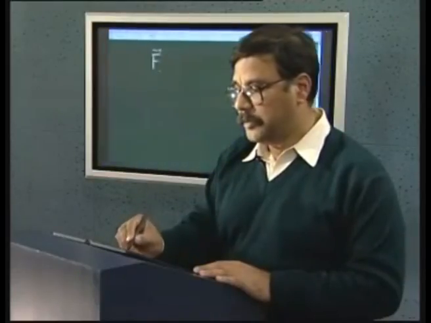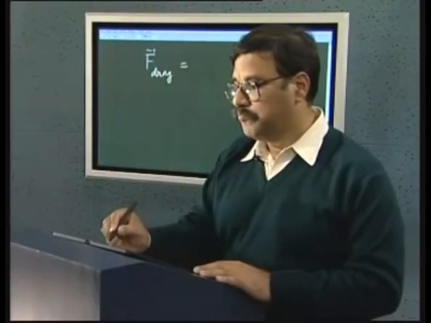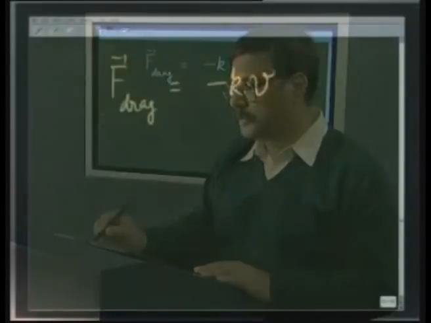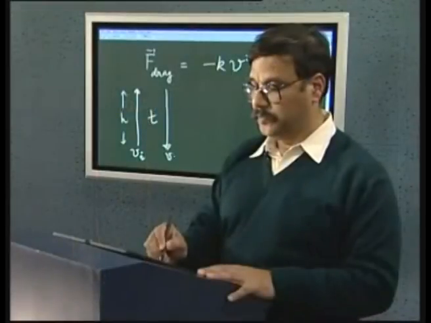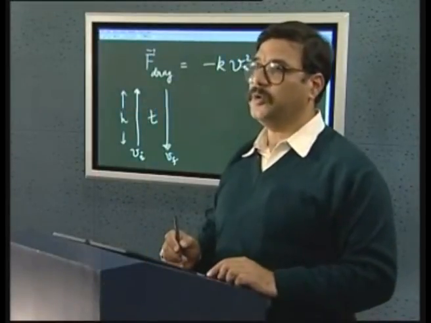The example I take is that of F drag being proportional to v square, and obviously it's in direction opposite to its velocity. And I want to find, if I throw a particle up with some initial speed v initial, how long does it take to reach up? What is the height it can go up to? And what is the speed when it comes down, v final? Let us see what all answers can we get.